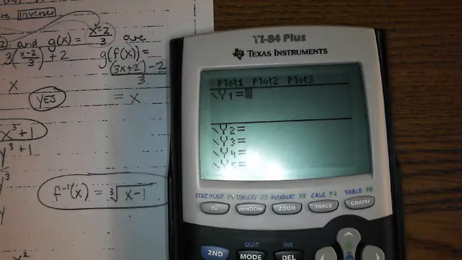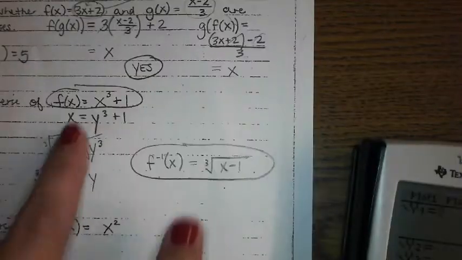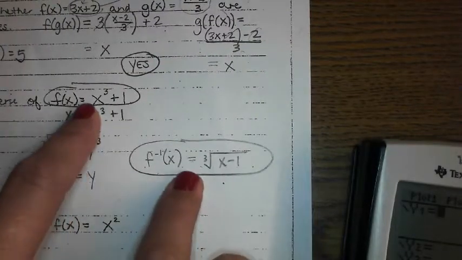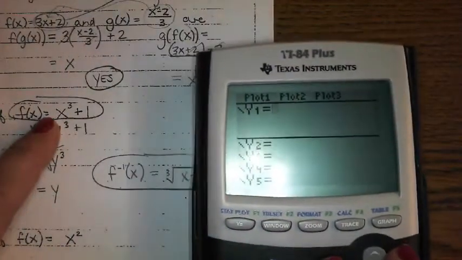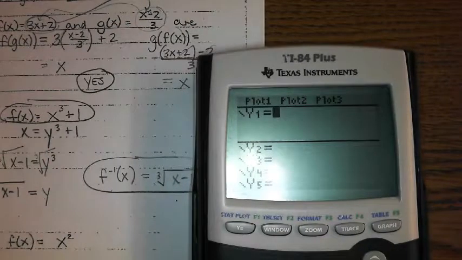What would happen if I plot the function and its inverse on the same coordinate plane? What relationship should you see?